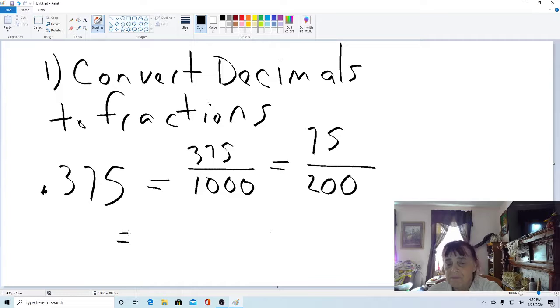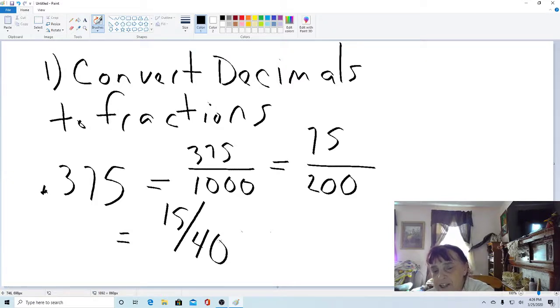So, all right, now you can reduce 75 over 200 by dividing it by 5. And 75 divided by 5 is 15. 200 divided by 5 is 40. And 15 divided by 5 is 3. 40 divided by 5 is 8. So 0.375 is 3/8.